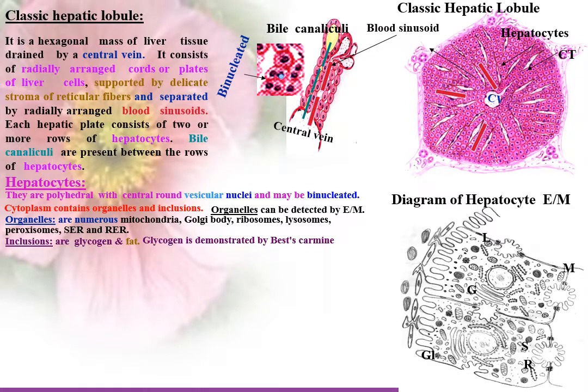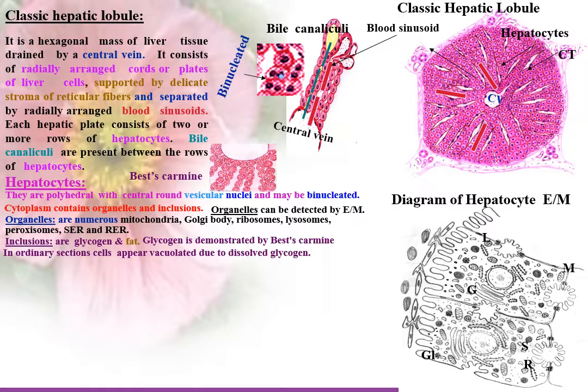In ordinary sections, liver cells or hepatocytes appear vacuolated as a result of dissolved glycogen. Fat is also present in liver cells but is masked, and it is found in combination with proteins. It becomes visible in fatty degeneration of the liver.